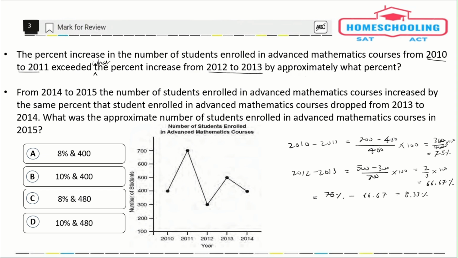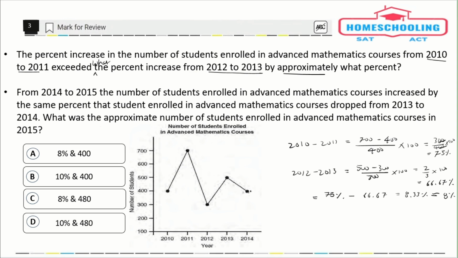So we have to find approximate value. So it would be around 8%. Now moving to the next part of the question, from 2014 to 2015, the number of students enrolled in advanced mathematics course increased by the same percentage that the students enrolled in advanced mathematics course dropped from 2013 to 2014.